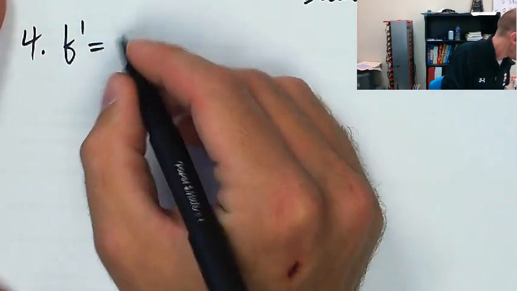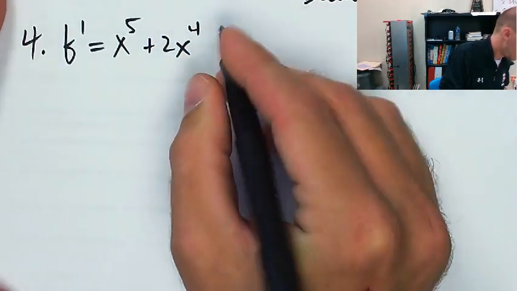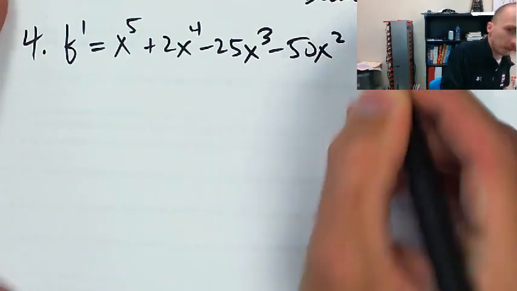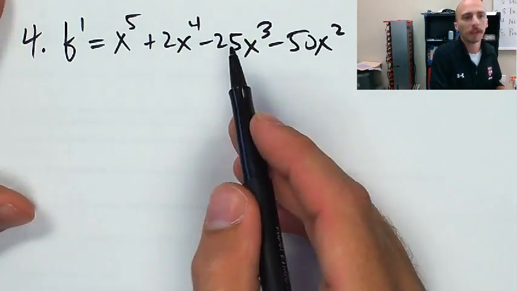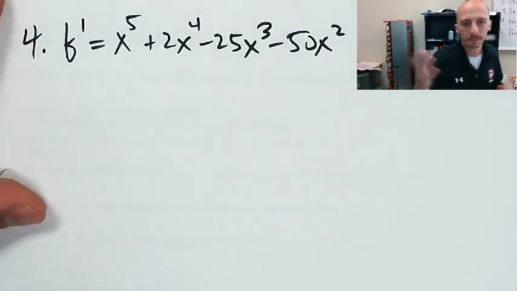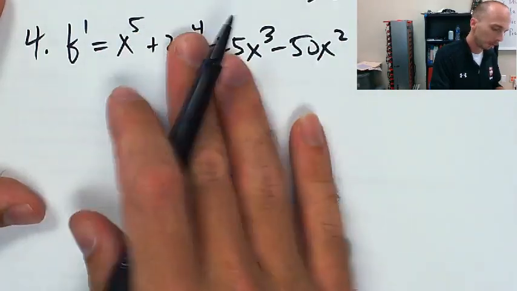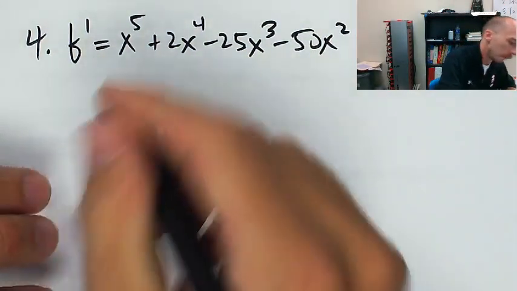So if we have number 4, f prime equaling x to the 5, 2x to the 4, negative 25x to the 3, and negative 50x to the 2, if we've got that parallelism, that 1 to 2 is the same as negative 25 to negative 50, that's kind of the end. And with descending powers, just descending nicely, that's the pattern that we can use group and factor on.